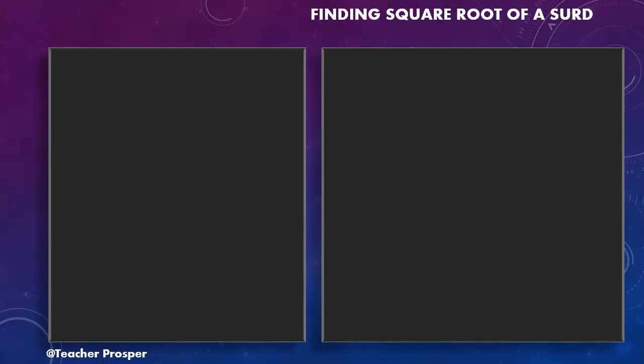We are going to look at how to use an example to find the square root of a given surd, more specifically, a surd that has two terms, a binomial. So let's consider the example. So this is the question. Find the positive square root of 10 plus 2 square root of 21.